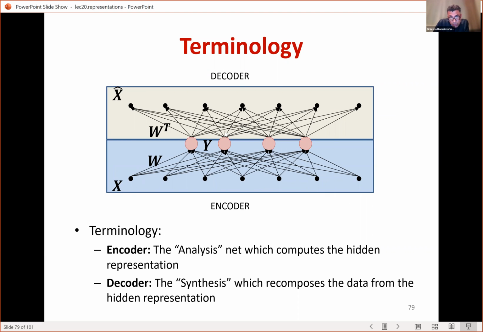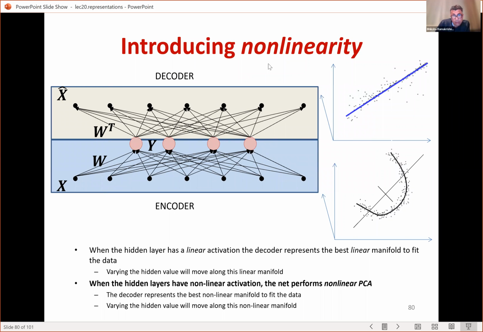So this is our terminology. The reconstructor is what we will call the decoder. The portion of the network that computes this lower dimensional representation is what we'll call our encoder. So the encoder is the analysis network, which computes the hidden representation. The decoder is the synthesis network, which recomposes the data from the hidden representation. And what we've seen is the case where the hidden layer has linear activations, and the decoder is just performing a linear combination. So when that happens, the weights of the decoder network represent a principal subspace, and regardless of the input, the output is always going to be on this principal subspace.